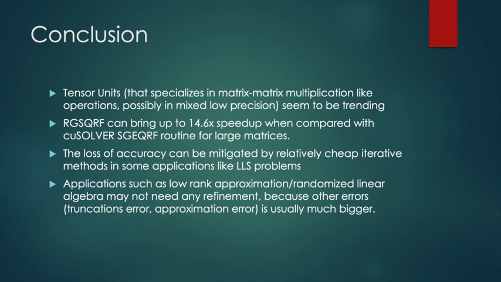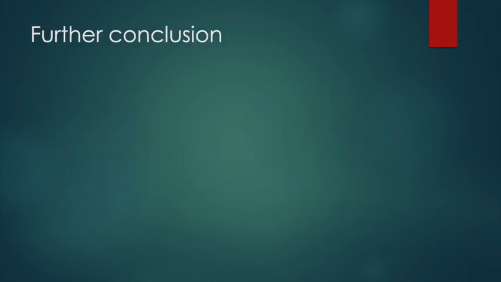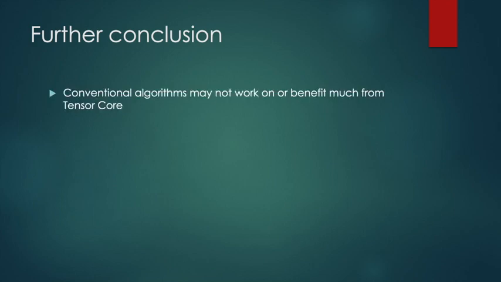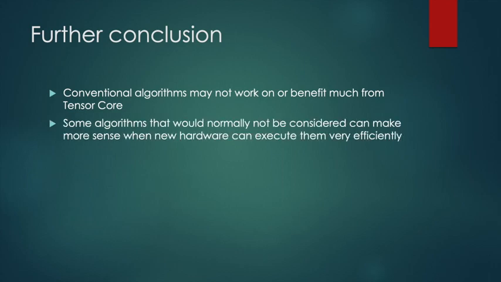But they are not the entire conclusions. Like the title indicates, we are aiming to devise more linear algebra algorithms on tensor core. So the following conclusions are related to how to program on tensor core. On the one hand, some conventional algorithms are not friendly to tensor core, so we may need to design some new algorithms. On the other hand, some algorithms that would normally not be considered can make more sense when the new hardware can execute them very efficiently, like the recursive QR factorization. People don't consider the algorithm because it's slower than the block Householder QR.